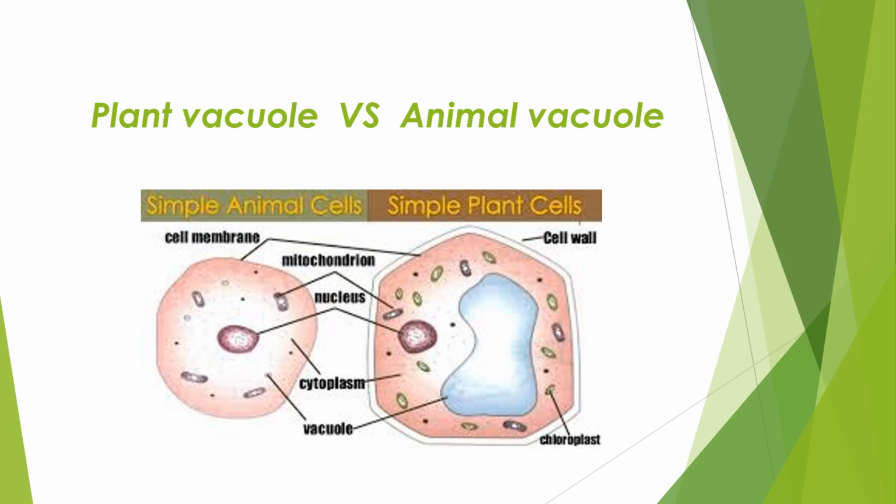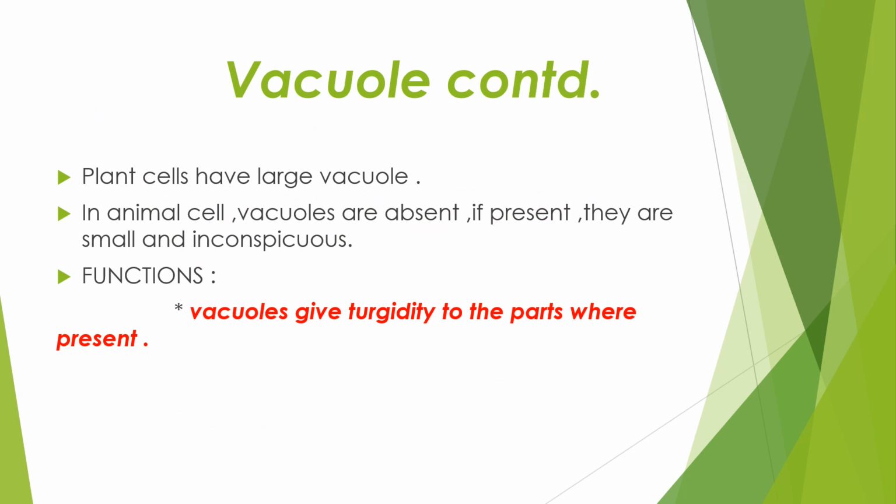It is absent, and if present, it is very small and inconspicuous. Okay, so again, some portion left for the vacuole. Plant cells have a large vacuole, animal cell vacuoles are absent, and if present they are small and inconspicuous, very small. And now what is the function of the vacuole?